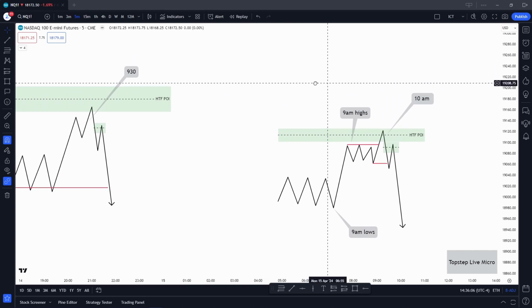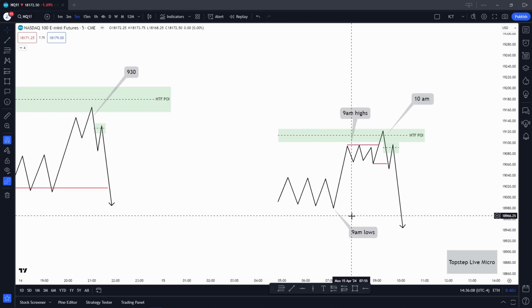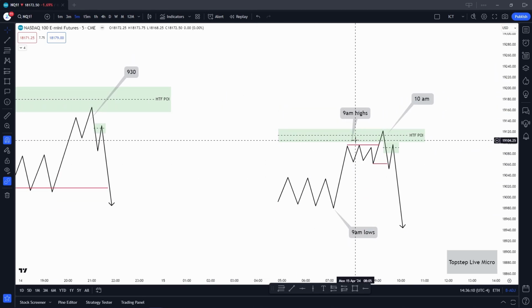Next, we have the silver bullet, where we have 9 a.m. lows, 9 a.m. highs, and this basically confirms bias. ICT says you don't need bias for silver bullet. If we take 9 a.m. highs and we form the entry, we go to 9 a.m. lows. I personally don't like that. I like to have a little bit more confirmation.